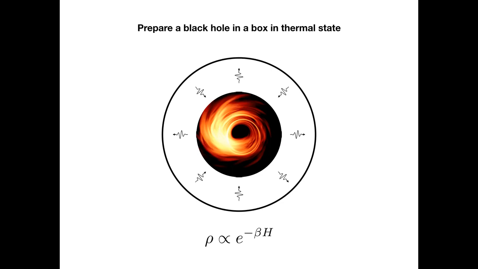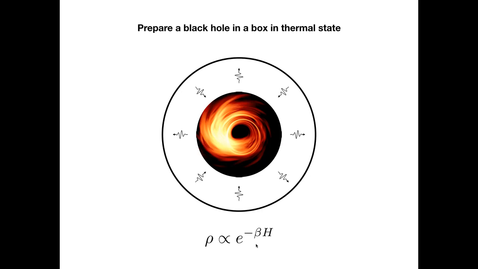I'm going to consider a situation where I start with a black hole and put it in a box. This is a stable situation where I can put the box in a thermal state, because it's in thermal equilibrium with the Hawking radiation. This is a simulation from the Event Horizon Telescope of a black hole, which I've put inside this box, and there's Hawking radiation bouncing out of the black hole and bouncing back in. So I could set this up in thermal equilibrium.